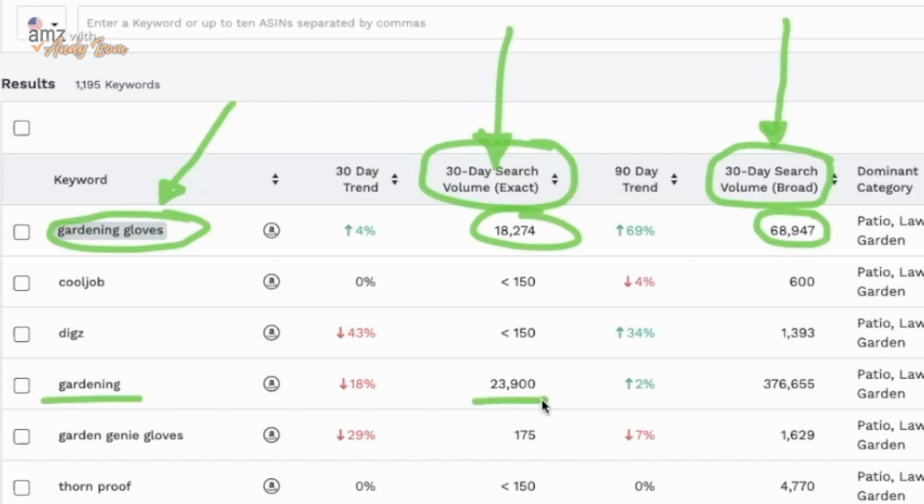It was 23,000, but the broad is 376,000. That's a drastic increase. But again, this is any broad variation, including the word change, the spelling, pluralization of gardening. So I think that's a really interesting column.